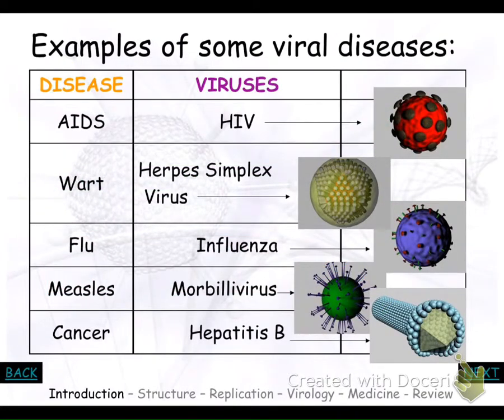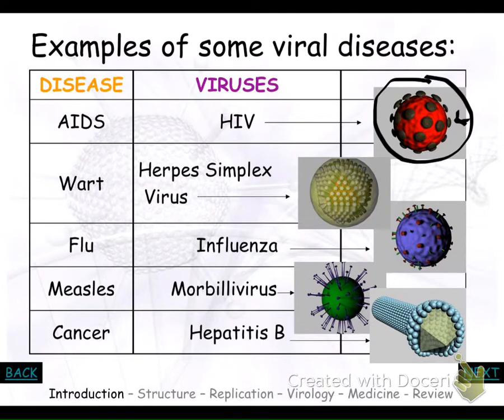So some examples of some viral diseases. The disease AIDS is caused by the virus HIV, and if you look over here on the right-hand side, you kind of get an idea of what the HIV virus looks like. You have the protein coat, or the capsid. The genetic material is inside that coat, and on the outside, you have these little tiny projections right there that allow the virus to attach itself to the cell.